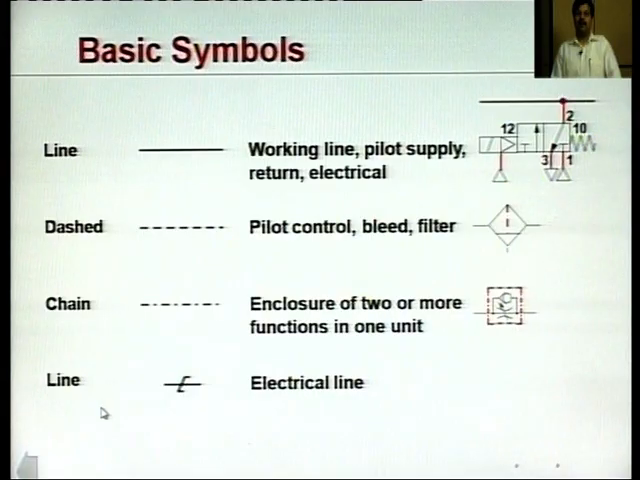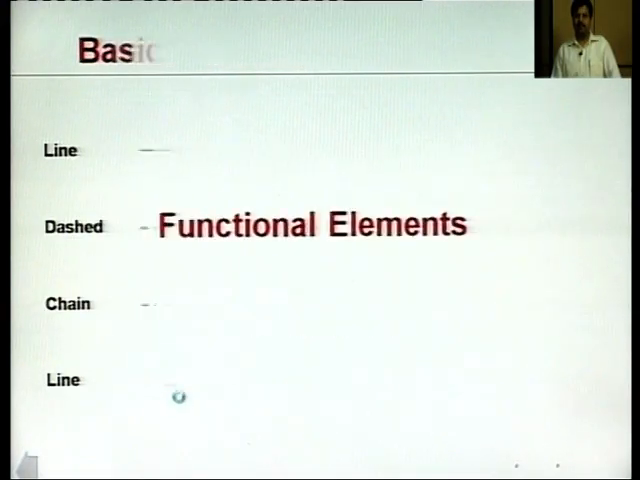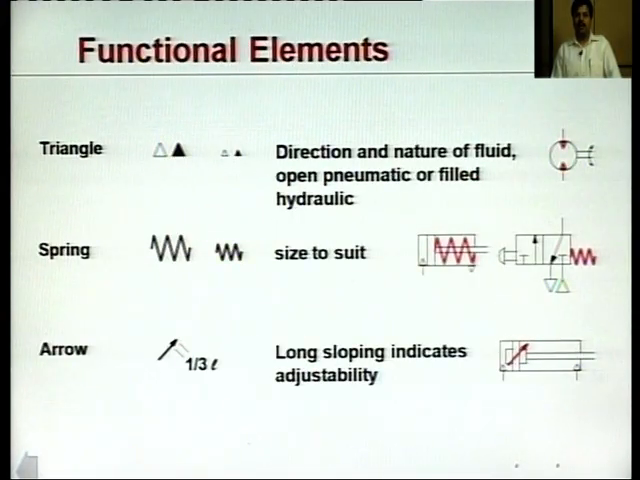Sometimes we also come across electric lines in our pneumatic circuits, and an electric line is represented by a symbol like this. The basic functional elements in a pneumatic system are represented by this. The ports are represented by triangles. These filled triangles represent a hydraulic system, whereas in case these triangles are empty or they are not filled, they represent a pneumatic system. The size of these triangles represents the size of the port they are denoting.